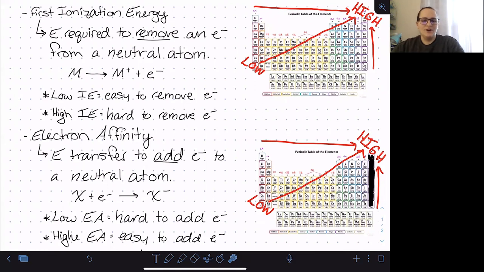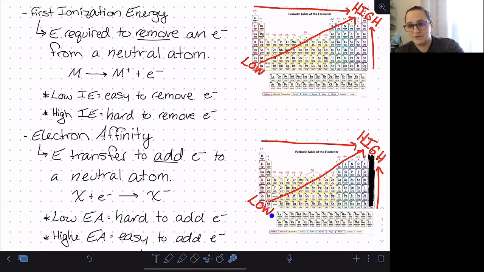The word affinity means how much you like something, or how good you are at something. So this is looking at, does this atom have an affinity for electrons? Does it want electrons? If you have a high affinity for something, that means you like it or you're good at it or you want it. If an atom has a high affinity for electrons, that means it's going to be really easy to add an extra electron into it. If it has a low affinity for electrons, not so easy.